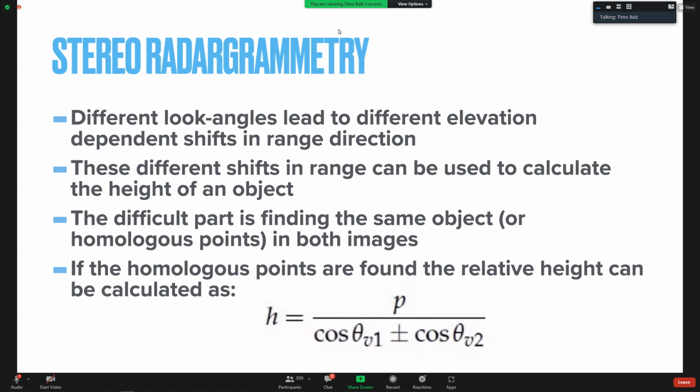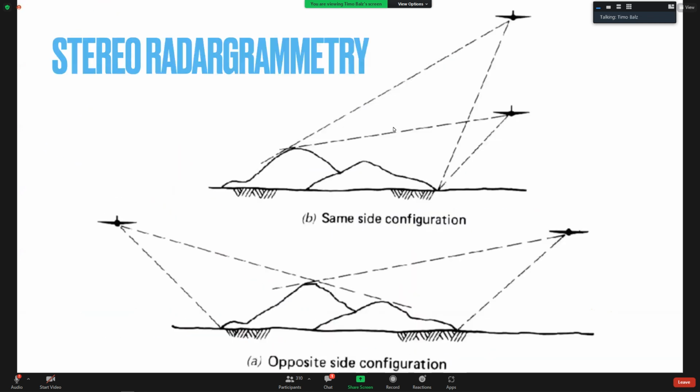The only strange thing in that equation is here. There's a plus or minus. It's either plus or minus, and that depends on your formation: if both images look from the same side, or if you look from two different sides. So on the same side configuration, we look from the same side, but with two different angles. That's option 1 that we have right here, same side.